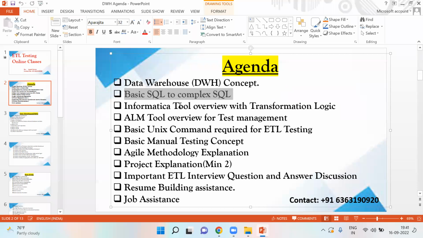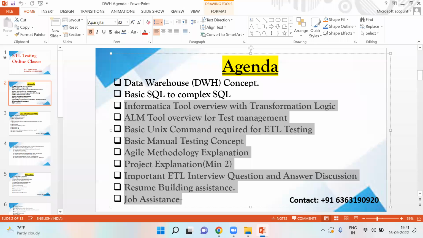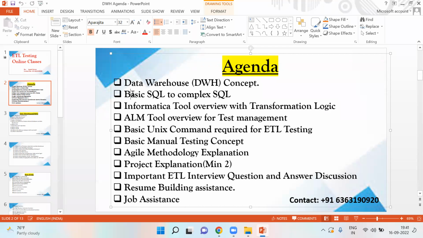SQL is major in ETL testing. 60 to 70% of ETL testing depends on your SQL knowledge only. Other than that, everything else comes into the remaining 40%. If you are very good in SQL, your package will be very high. So I'll explain from basic to complex level. If you don't know how to write even a single line of query, no need to worry. I'll explain from scratch how to write a simple query and how to get the data from the tables. Complete knowledge will be transferred.